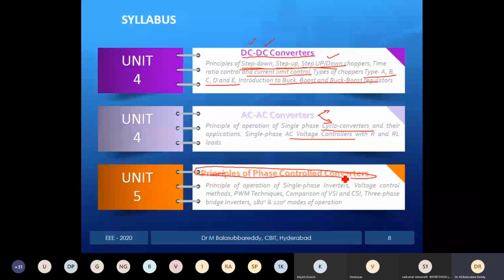And then there are control techniques of the inverter, which are pulse width modulation techniques. Another classification is voltage source inverter and current source inverter. In the three phase inverter, we have two modes of operation: 180-degree mode and 120-degree mode. So all these are the subtopics in the units.